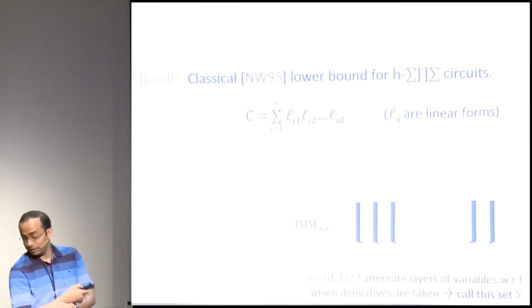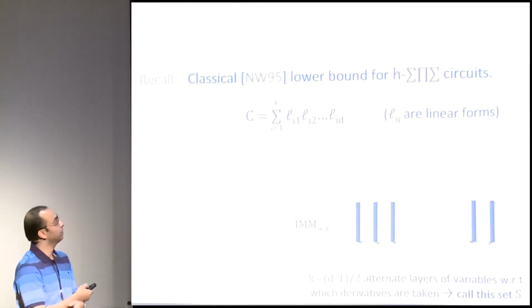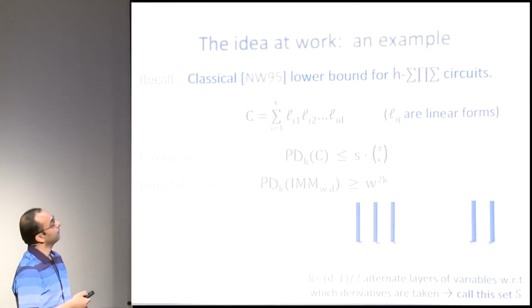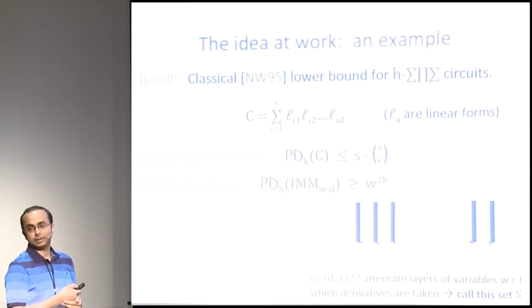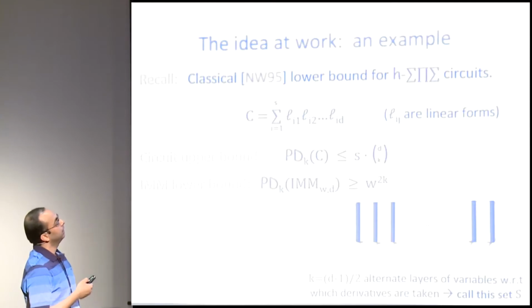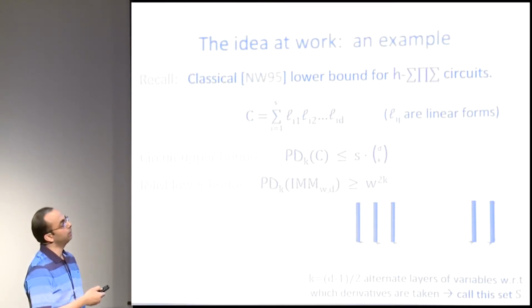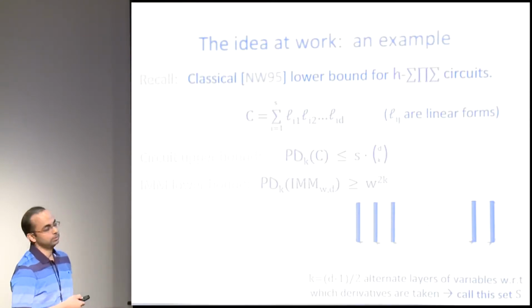Oops, several things are not appearing here. So let's see whether it works or not with an example. Back to this classical Nisan-Wigderson homogeneous depth 3 circuit, right? Forget depth 4 for the moment. It looks like this, right? It's a sum of products of d linear polynomials. All of them are homogeneous, right? And look at the hard polynomial. The hard polynomial is IMM, let's say.